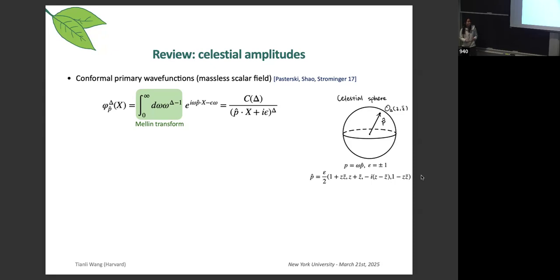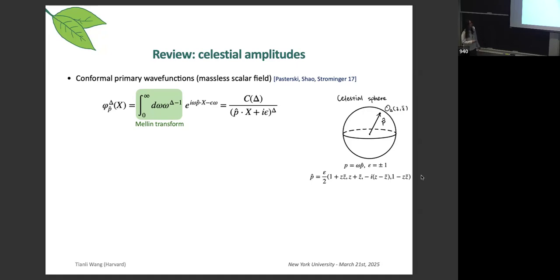But in the context of celestial holography, we might want to work with some other basis that has nice transformation properties under the symmetry groups being matched in the holography, instead of translations. That is, nice transformation properties under Lorentz transformations or conformal transformations. And such a basis is provided by the conformal primary wave functions.